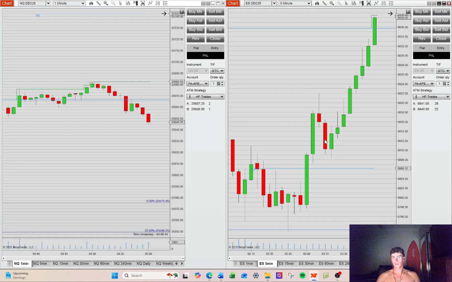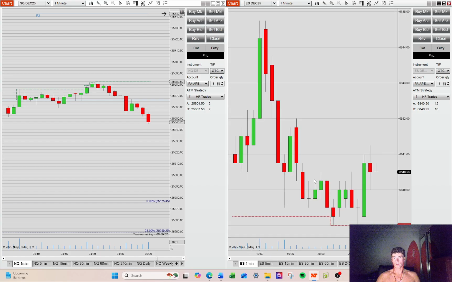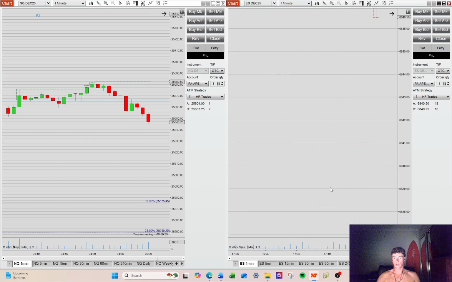On the 5-minute fair value gap, it didn't quite go into the second one, but it did go into this first one nicely, we would have definitely got a break of structure. I'll go back on the 1 minute.